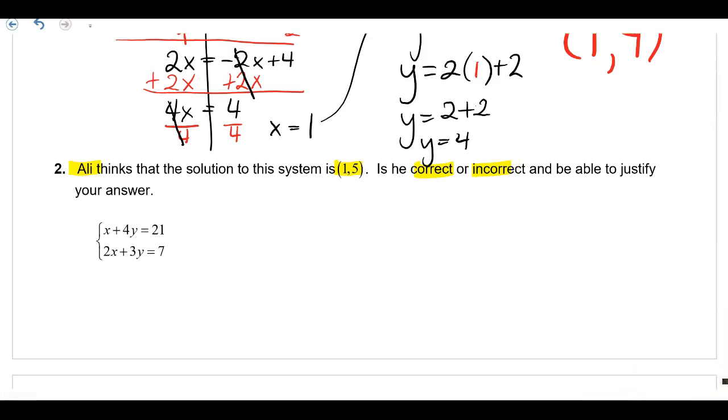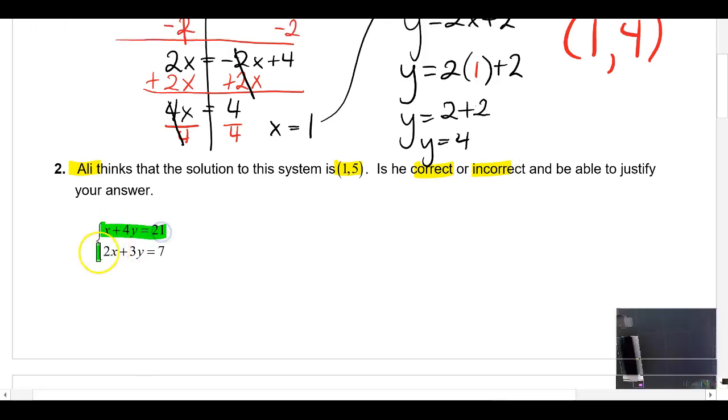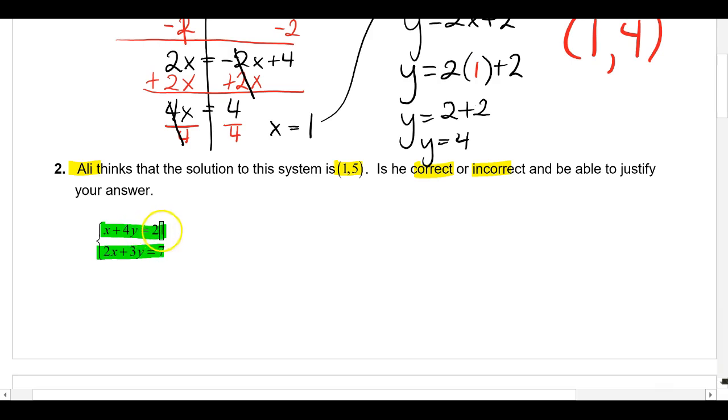So we're going to use these two equations down here, x plus 4y equals 21, and 2x plus 3y equals 7, to figure out whether he's right or not. Now we don't have to solve this. We don't have to sit here and find the actual x. We don't need to find y. All you need to do is figure out, does 1 and 5 work for these equations? Are they the actual answer?